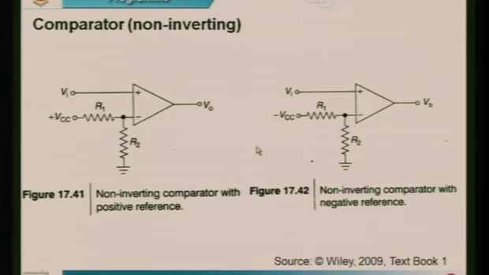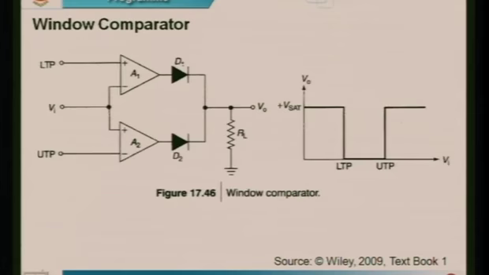Hence, we can connect any other reference at the inverting pin and get what we call a non-inverting comparator with a reference voltage. So this is a very unique application for a comparator other than a zero crossing detector. Now moving on, let us see the next application for this circuit.